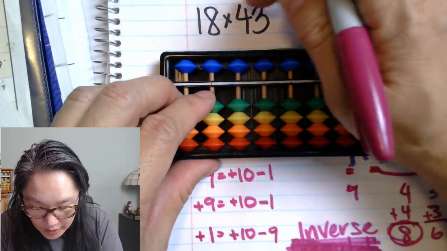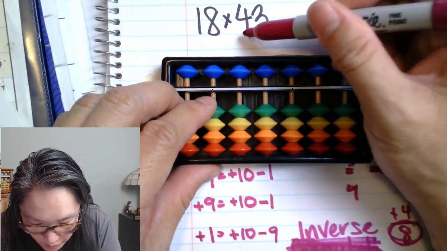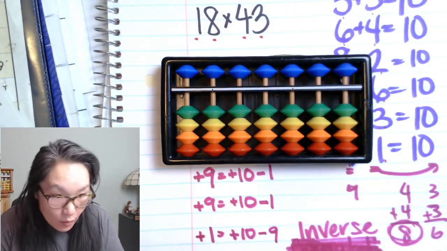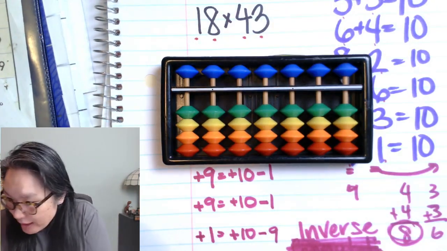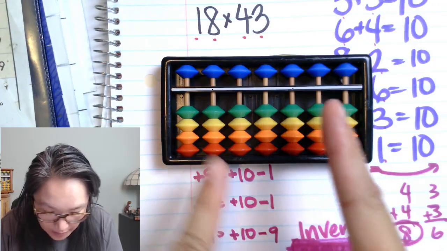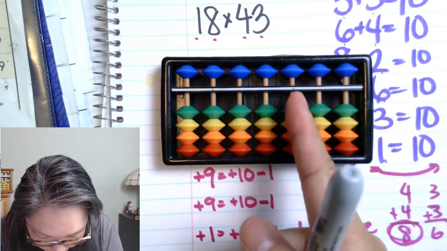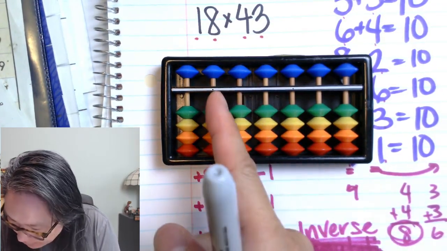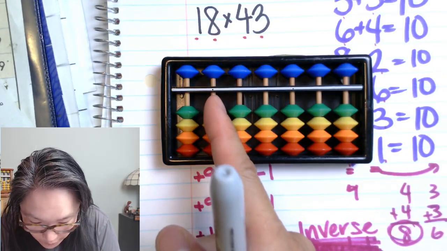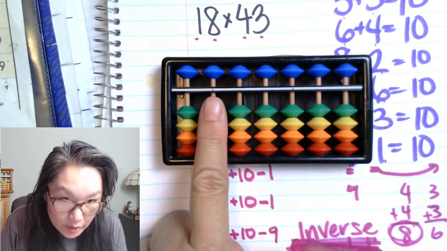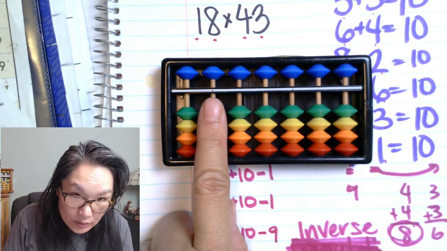So we have 1, 2, 3, 4. We have 1, 2, 3, 4. We have 4 digits. So I know that I'm going to be here. How do I know? 1, 2, 3, 4. Because I'm going to be in the fourth one, now what am I going to do? I'm going to start multiplying it out.